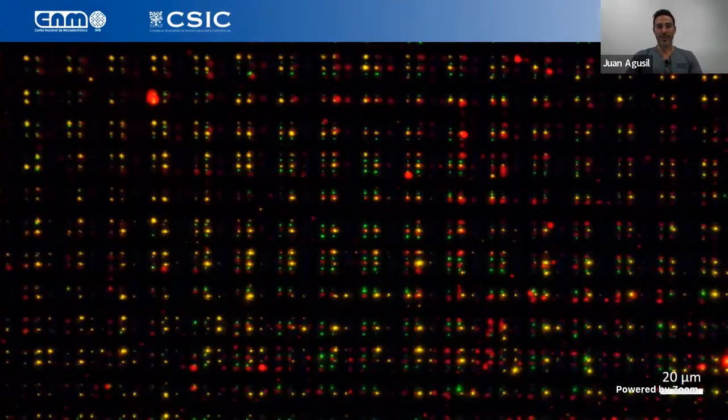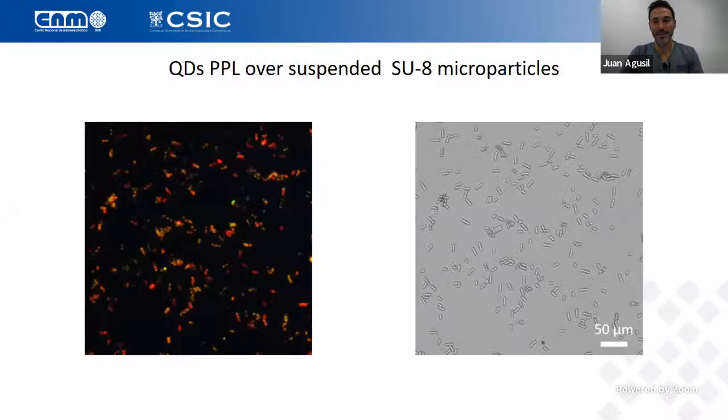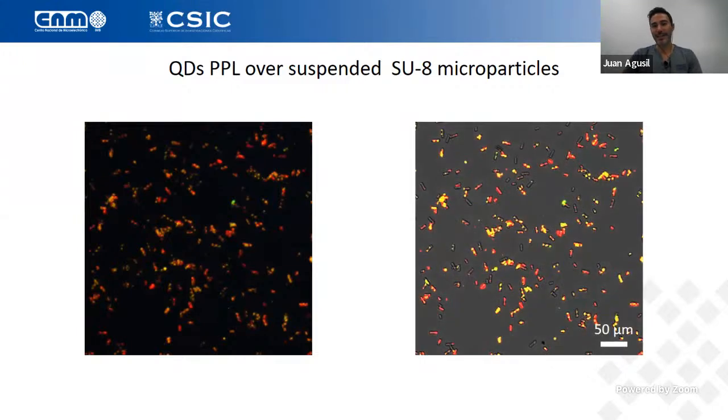So we use this kind of technology to create suspended SU-8 microparticles, which can be functionalized with these tiny little spots of quantum dots to generate coded microparticles. In this case, as you can see, each of these microparticles has 1, 2, 3, 4, up to 6 different spots to generate a uniquely coded microparticle.